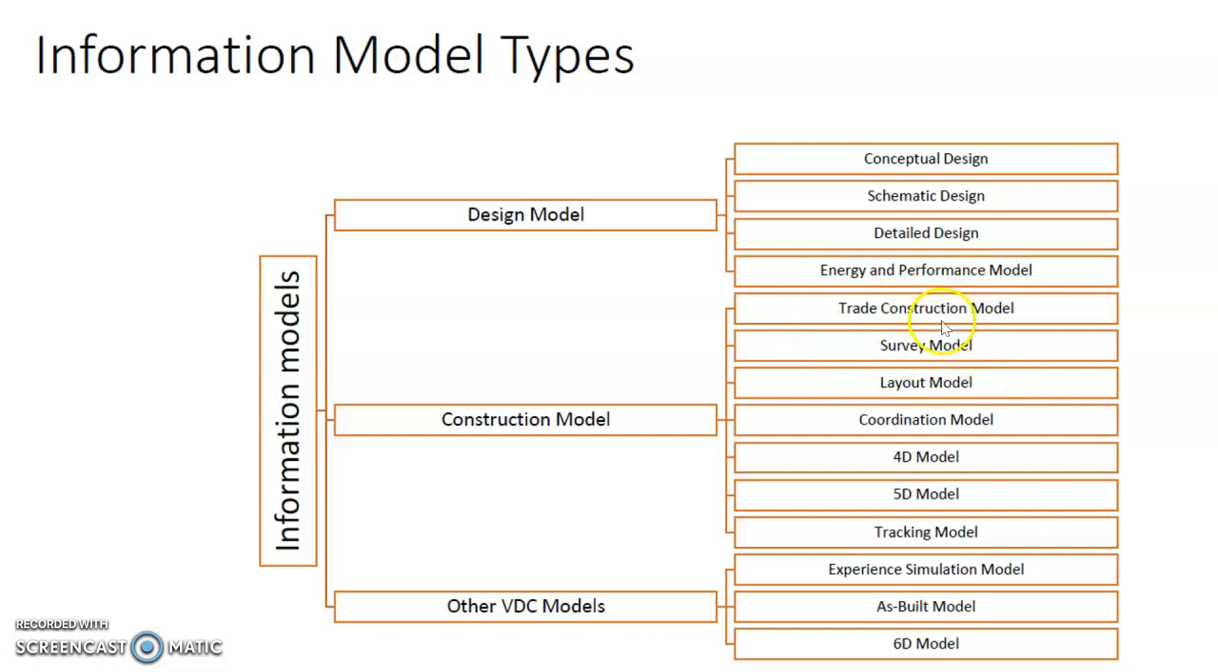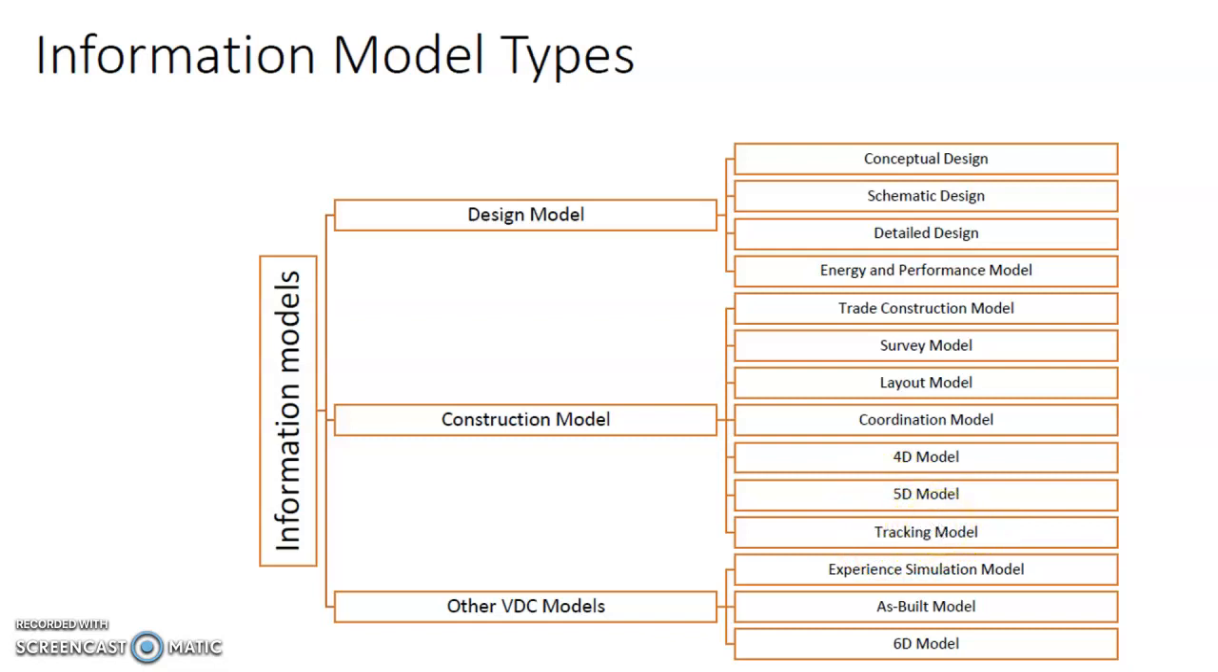You can have a surveying model, a layout model, and definitely the coordination model to coordinate all the different services and the building components. You can include your scheduling, so that will be what we call a 4D model. You can include your costing, that will be what we call a 5D model, and you can have a system to track your progress, so we call it a tracking model.